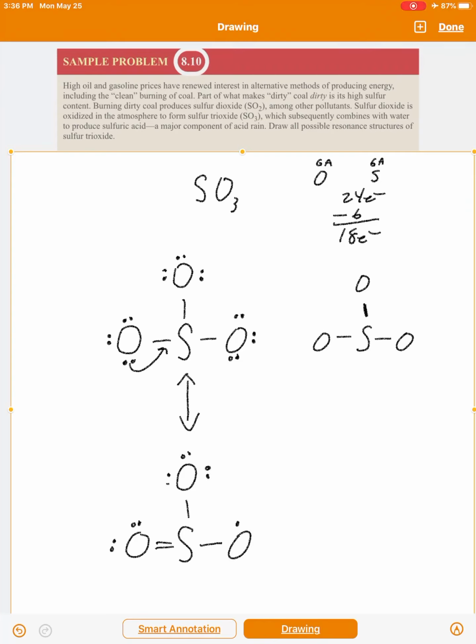Now, if you want to practice formal charges even further, what I'll point out is that in this particular Lewis structure that I just drew, the sulfur has a formal charge of +2. This oxygen has a formal charge of -1. This oxygen has a formal charge of -1. And this oxygen has a formal charge of 0. So you can practice those as well. So there's one possibility. But there's another possibility.